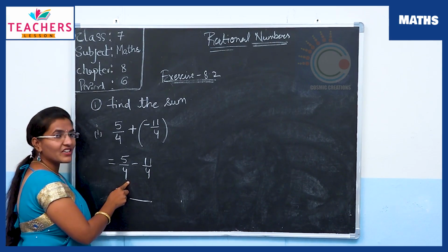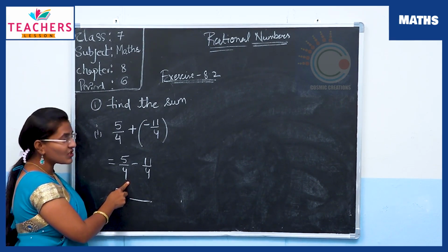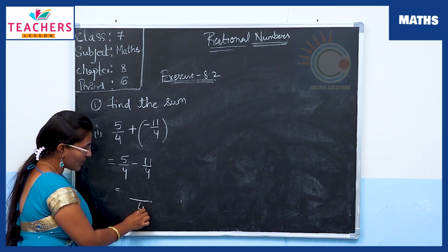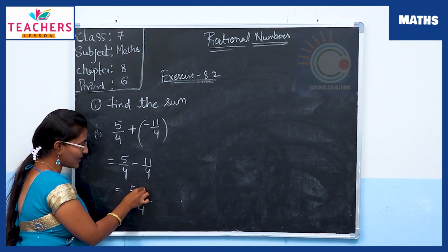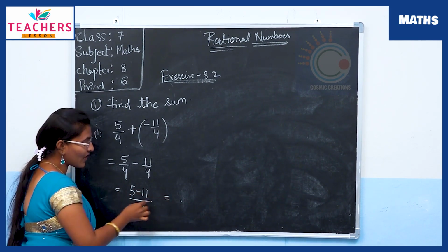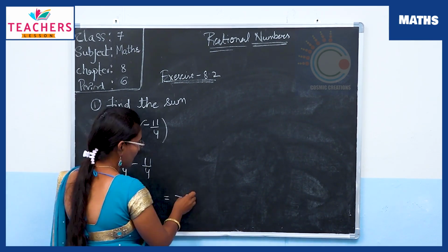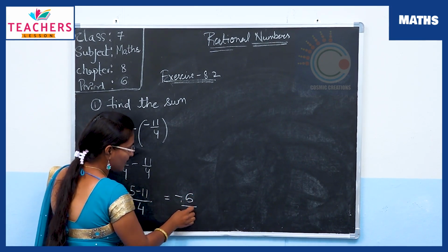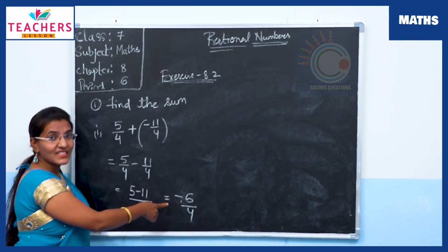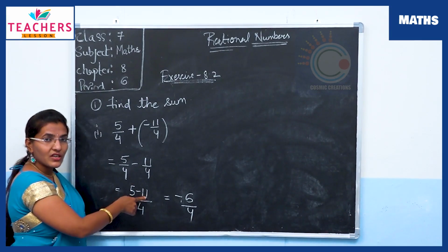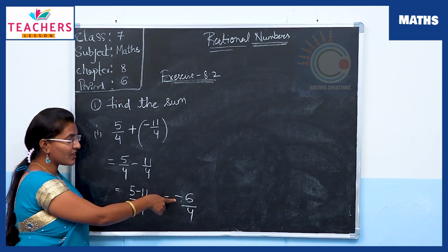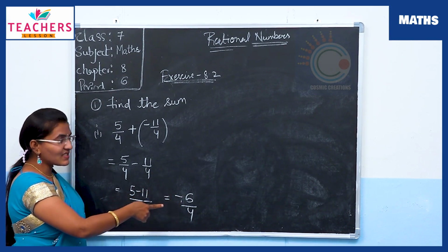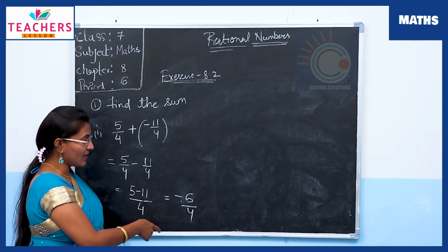What is the denominator? We have the common denominator, isn't it? The denominator is 4, and the numerator we write as it is, that is 5 minus 11. What is 5 minus 11, students? It is 6, right? Minus 6 by 4. You have to check the sign as well. The sign is that of the greater number, right? That's the reason we have written minus 6. So minus 6 by 4 is what we got.